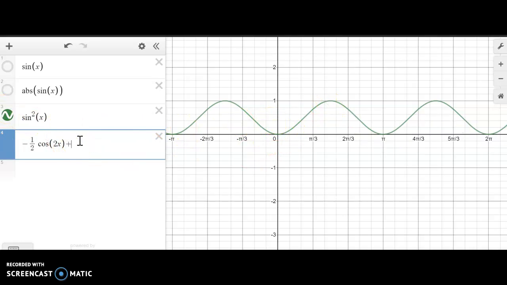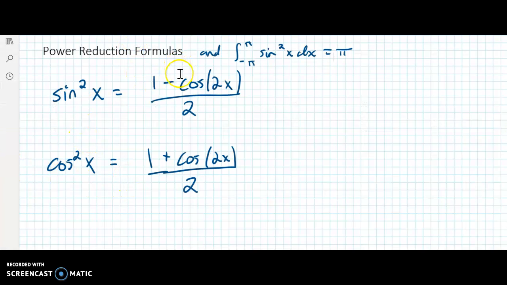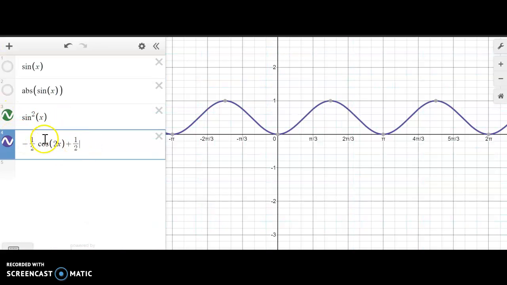So what I'm going to do now is add, what do I need to add? This thing is down, it's at negative 0.5. So I just add 1/2, and boom, they land on each other. So the green graph and the purple graph are the same. And that is my identity right there. It's 1/2 minus, it's 1 minus cosine of 2x all over 2. This right here is the same as what I have here. And that's the identity.